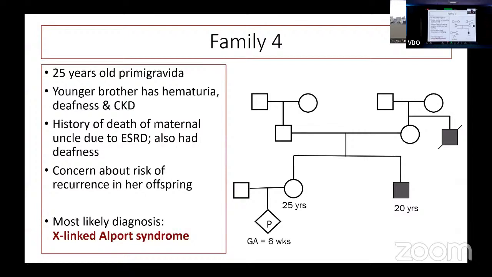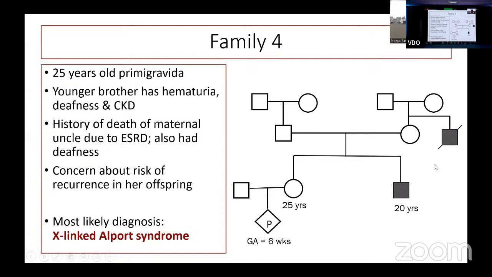And now finally moving on to the last clinical scenario. So here we have a 25 year old nulligravida who presented at about 6 weeks of gestation of her first pregnancy. She was concerned because there was history of hematuria, deafness, and chronic kidney disease in her younger brother, and history of death of a maternal uncle due to end-stage renal disease at about 30 years of age. He also had deafness, and she was very concerned about the risk of recurrence of this particular disorder in her offspring, and she wanted to know whether there would be any prenatal genetic testing options available for her to prevent the birth of an affected child.